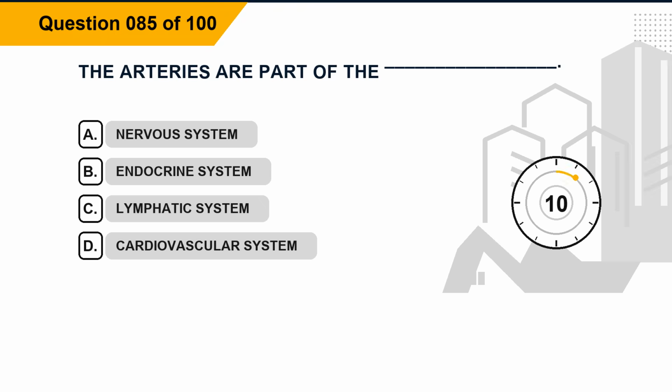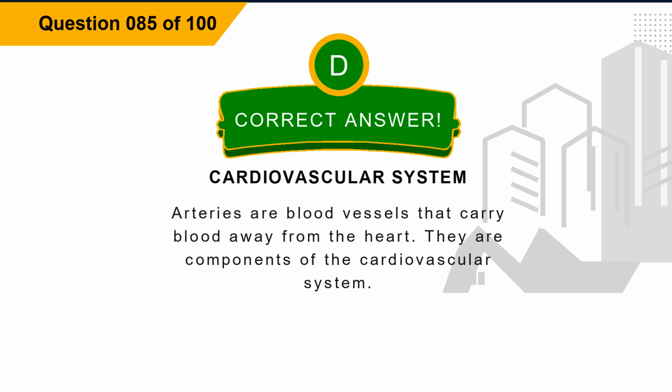Question 85. The arteries are part of the blank. Option A, nervous system. Option B, endocrine system. Option C, lymphatic system. Option D, cardiovascular system. The correct answer is option D, cardiovascular system. Explanation. Arteries are blood vessels that carry blood away from the heart. They are components of the cardiovascular system.